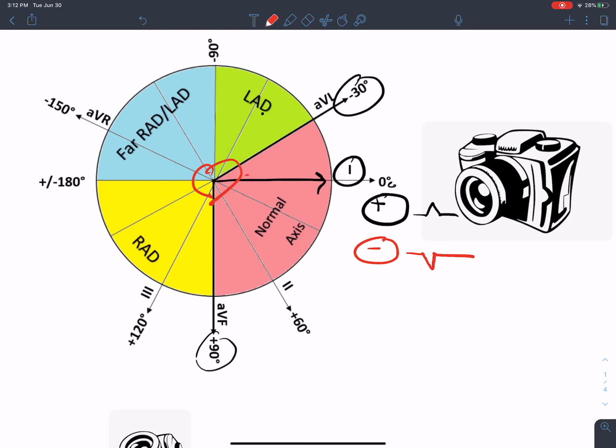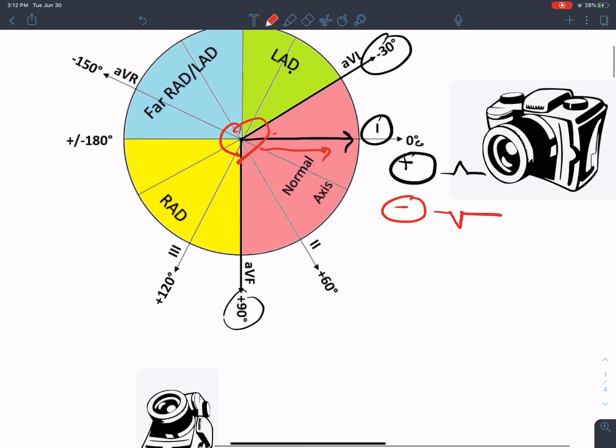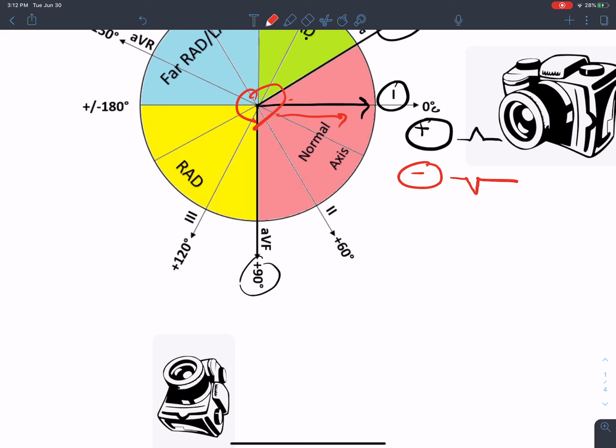Kind of looking at this side over here. We're looking at the left side of the heart, and we're looking at impulses traveling toward us. Get it? Because there's a camera? Yeah, whatever. On the other token, we have AVF.